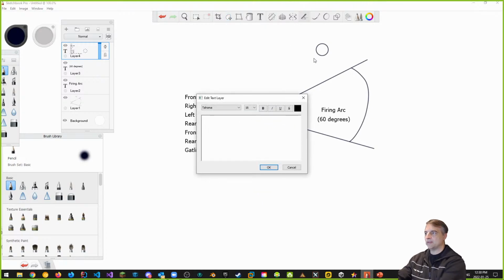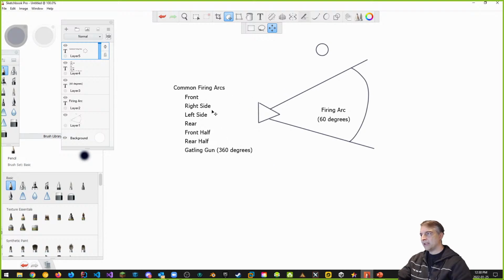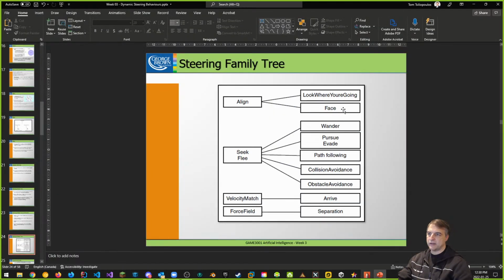Okay, so these are very common firing arcs, as an example. And I'm bringing them to you just to get you to understand that these could be some mechanics that you might consider. What if you make a game and you have a firing arc? Well, you need to face the target, and that's what we're saying here. We can face the target, and it's derived from the align behavior. Seek and flee: you can extend seek and flee to create pursue and evade, some kind of path following. We're going to talk about that briefly today.